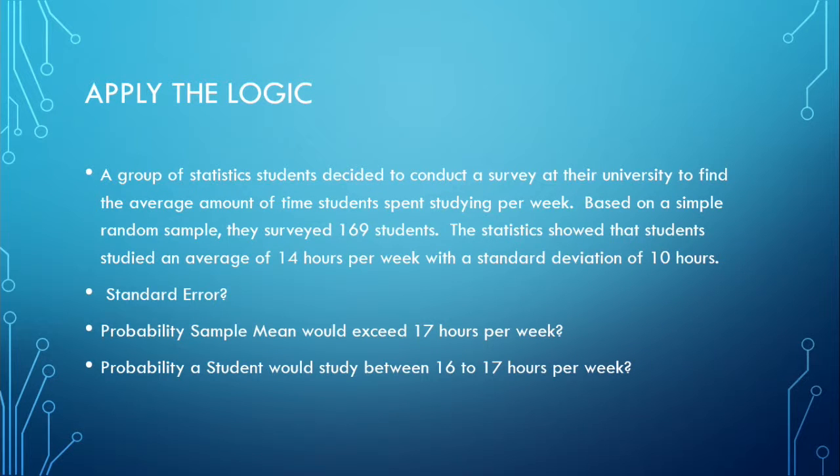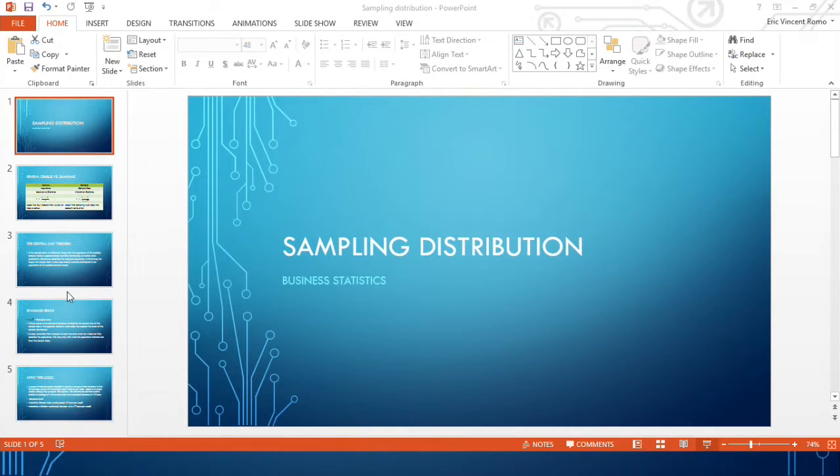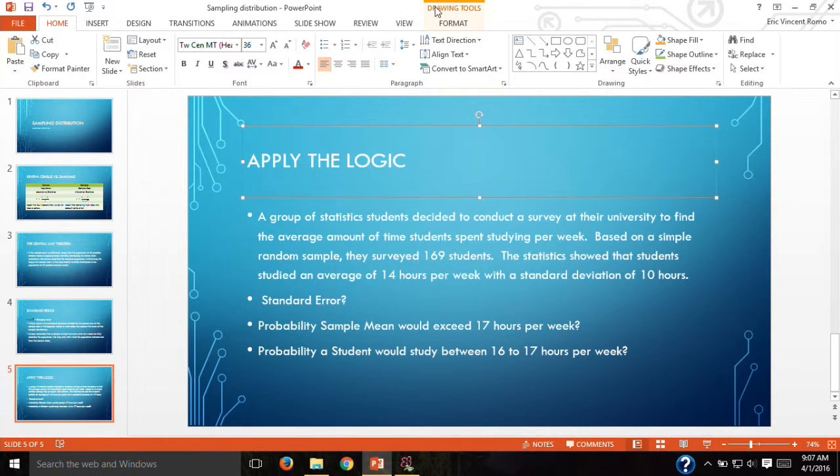Now let's go ahead and apply this logic. Looks like we have a problem here. A group of statistics students decide to conduct a survey at their university to find the average amount of time students spend studying per week. Based on a simple random sample, they surveyed 169 students. The statistics showed that the students studied an average of 14 hours per week with a standard deviation of 10 hours. What is the standard error? Alright, so that's my first question.